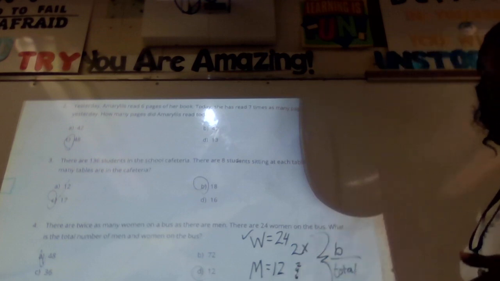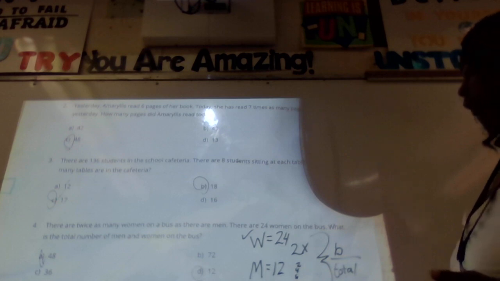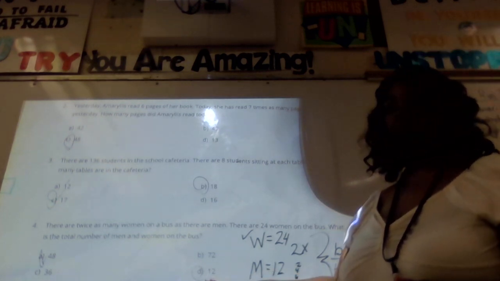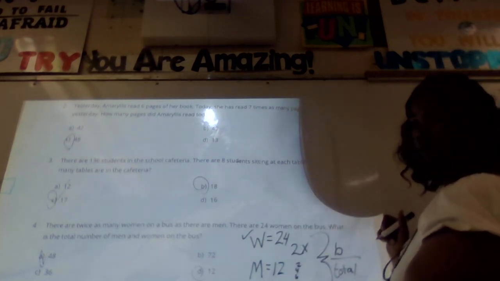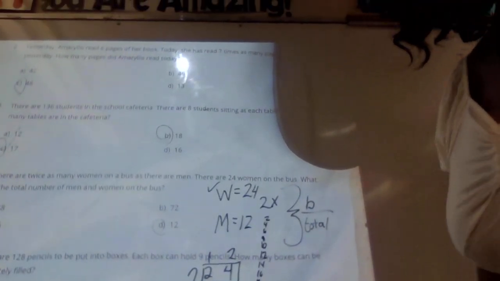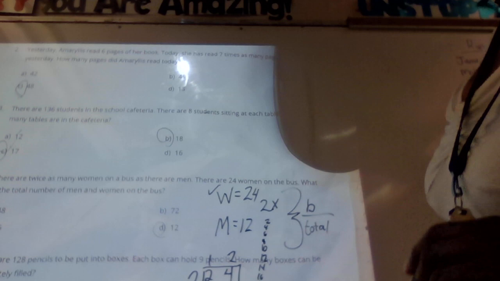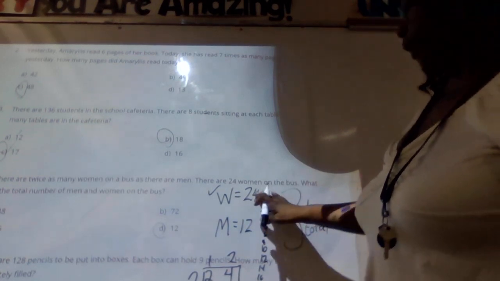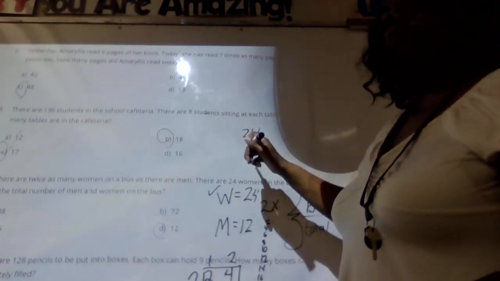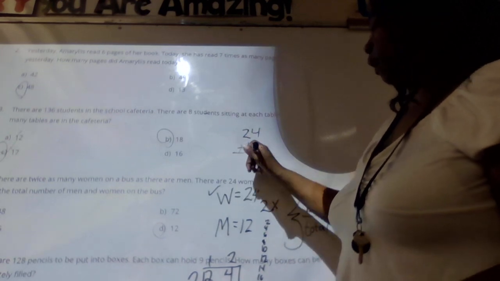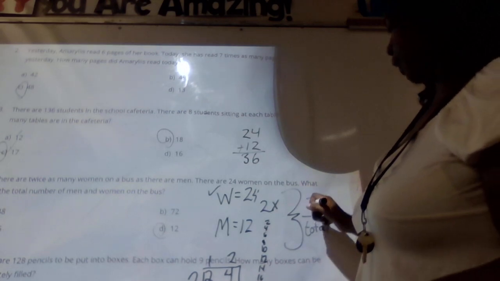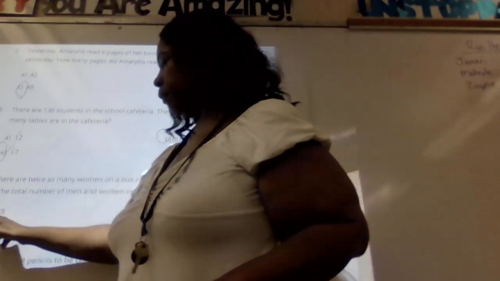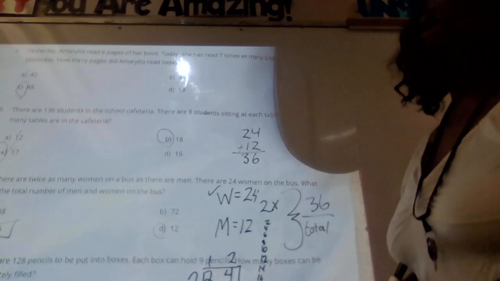Now we have to do the total. Okay? Now some may have just gotten 12 if they did not label the whole problem to know you also had to have the total. Okay? Make sure we got it all in view. So now I'm going to do my 24, which is my women, 12, which are the men, and our total is 36. So the answer for this problem is 36. Okay?